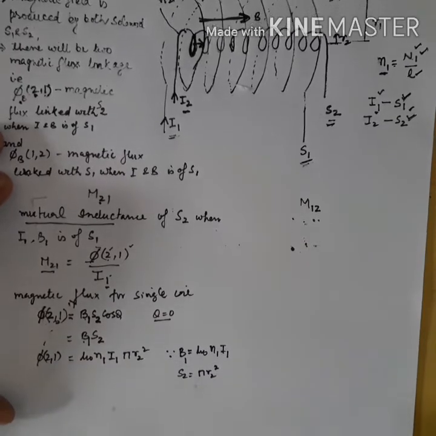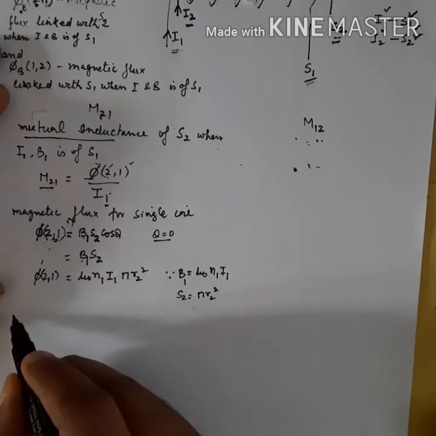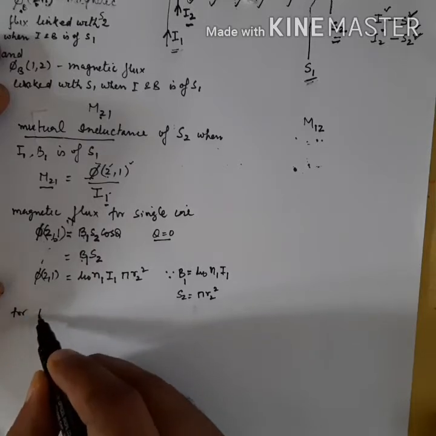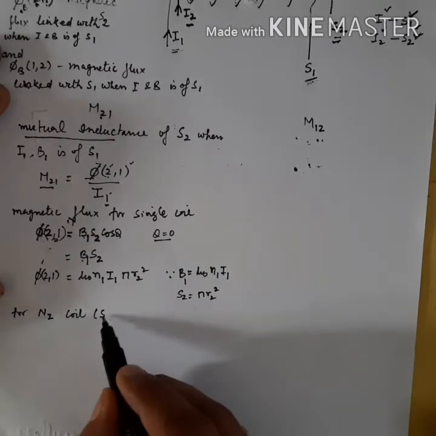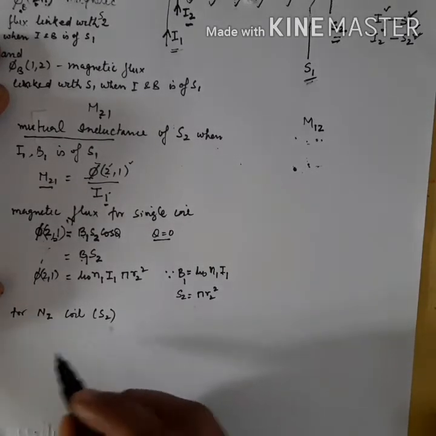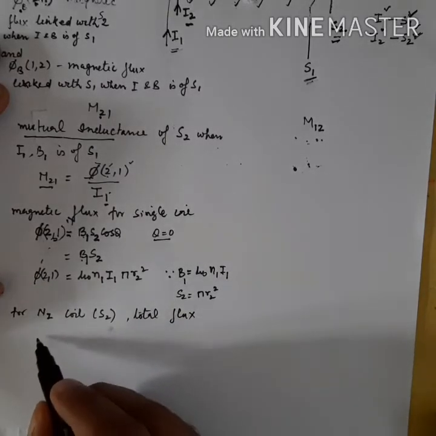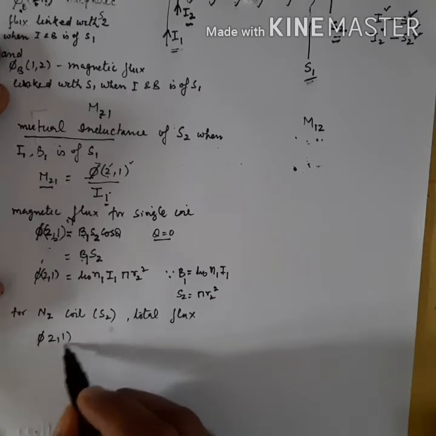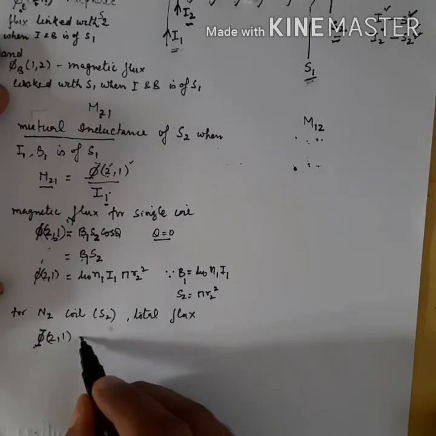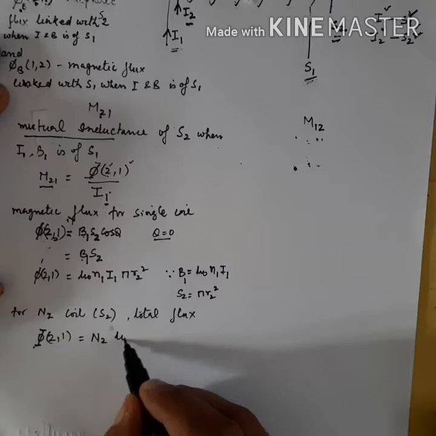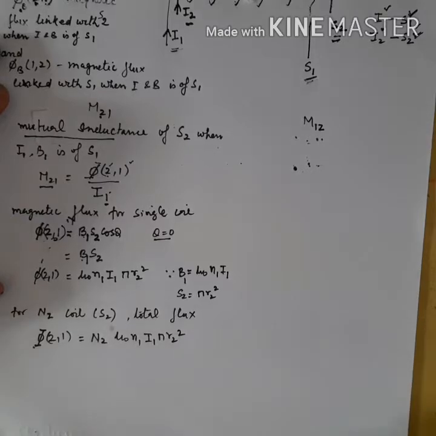But I want to calculate the magnetic flux for the total number of coils. So for N2 coils, the total number of coils of solenoid S2, the total flux linked, which I represent by phi 2,1, is equal to multiplying with N2: N2 mu naught N1 I1 pi R2 square.